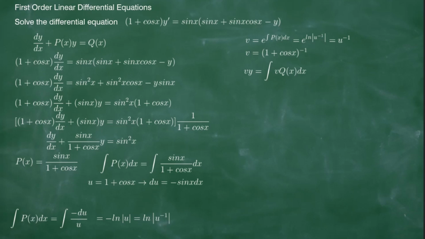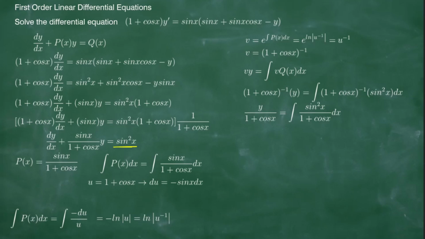And then we will multiply v to the standard form so that we'll have vy equals the integral of v times q(x) dx. vy will be (1 + cos x) to the negative 1 times y. The integral of v times q(x) dx, where our q(x) is sin²x. So it will now be the integral of (1 + cos x) to the negative 1 times sin²x dx. So the left side can be written as y over 1 + cos x, and the right side will be sin²x divided by 1 + cos x dx.